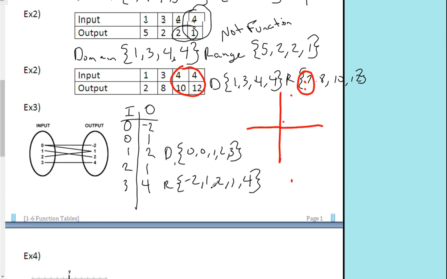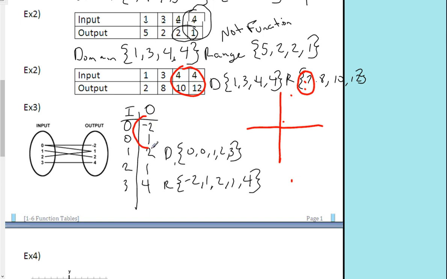Okay? And then I have to ask myself the question, is this a function or is it not a function? Now, I don't care that I have two 1s. So I have a 1 there, I have a 1 there. Doesn't matter. What do I care about? If I put a number in, I should always get the same number out. And if I look at this problem, I put a 0 in, I get a -2 out. If I put a 0 in again, I should get a -2 out, and I don't.